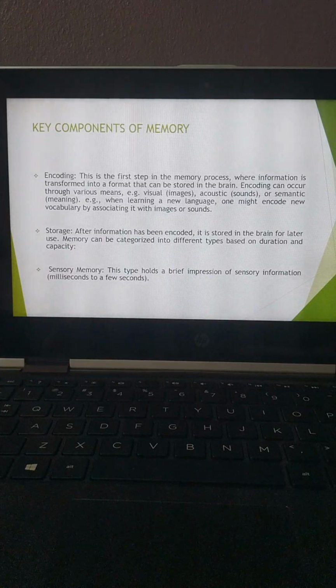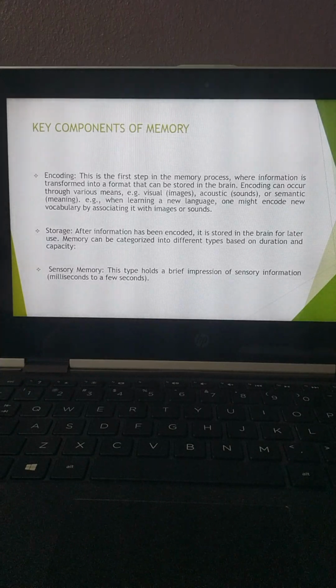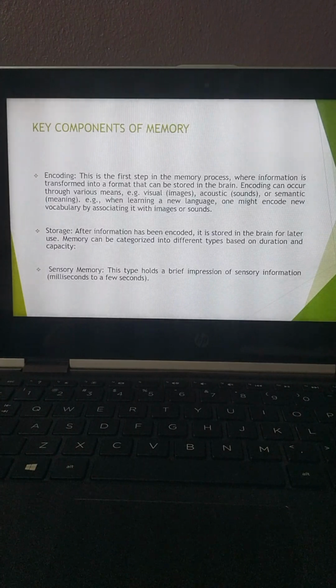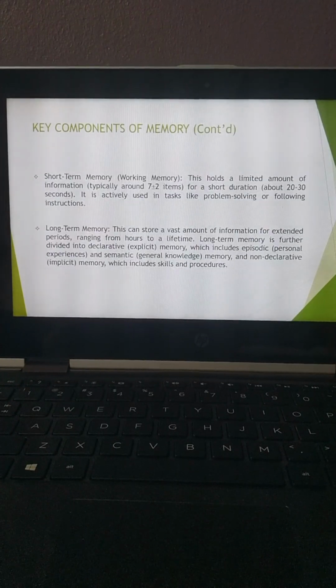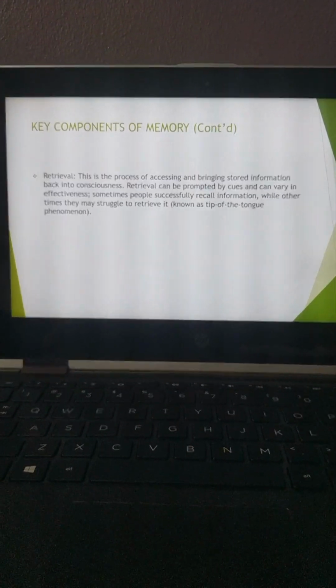And we said the memory can be categorized into different types based on duration and capacity. Please take note of this. Memory can be categorized into different parts or different types based on duration and capacity. Based on duration, we have the sensory memory, we have the short-term memory, also known as the working memory, and we have the long-term memory.